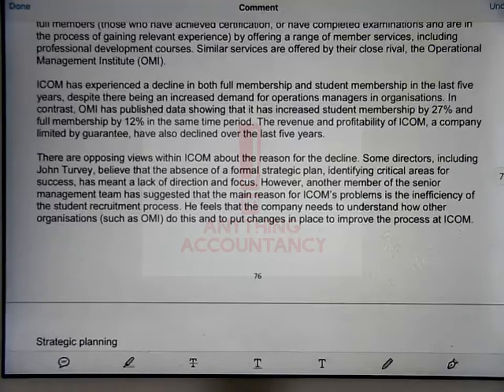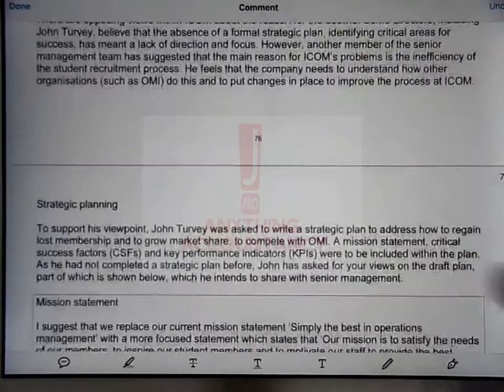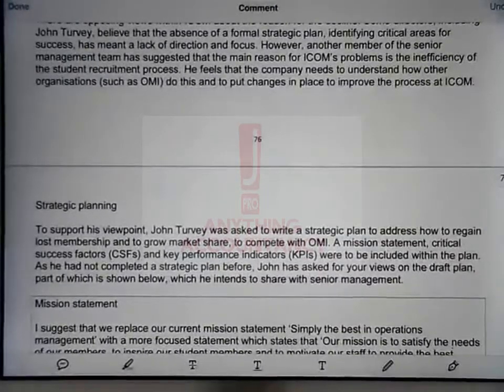Got it? Okay. He feels companies need to understand how other organizations, such as OMI, do this and put changes in place to improve the process in ICOM. To support his viewpoint, John was asked to write a strategic plan to address how to regain lost membership and grow market share to compete with OMI. A mission statement, critical success factor, and key KPI were all to be included in the plan. As he has not completed a plan before, John has asked your views about the plan.